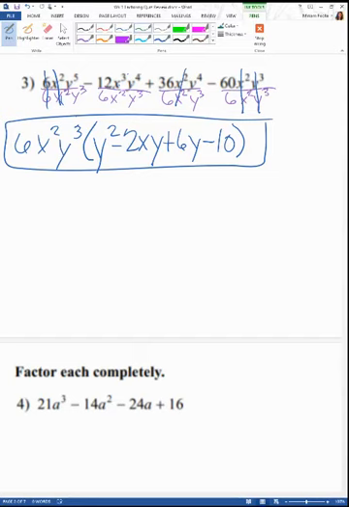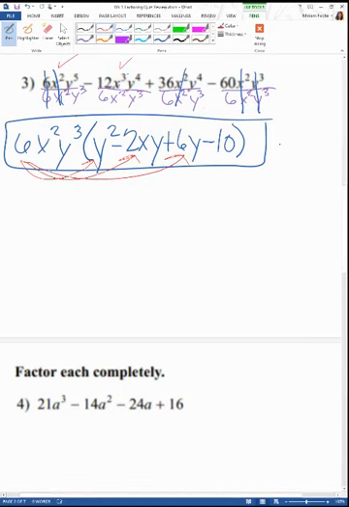Let's find a different color. All right, 6 times, there's a 1 right there, it's understood, it's 6. X squared is accounted for. Y cubed times y squared is the same as 3 plus 2, which is 5. 6 times negative 2 is negative 12. X squared times x to the first is 2 plus 1, which is 3. Y cubed times y to the first is 3 plus 1, which is 4.